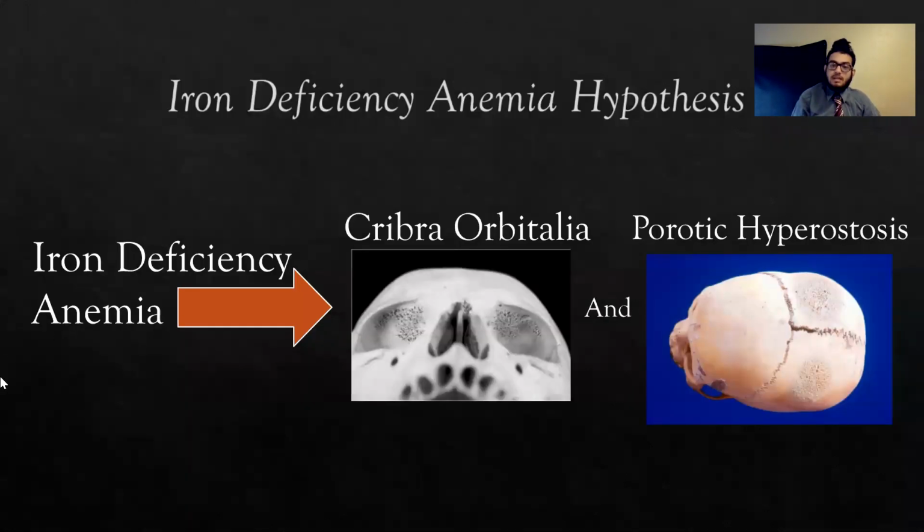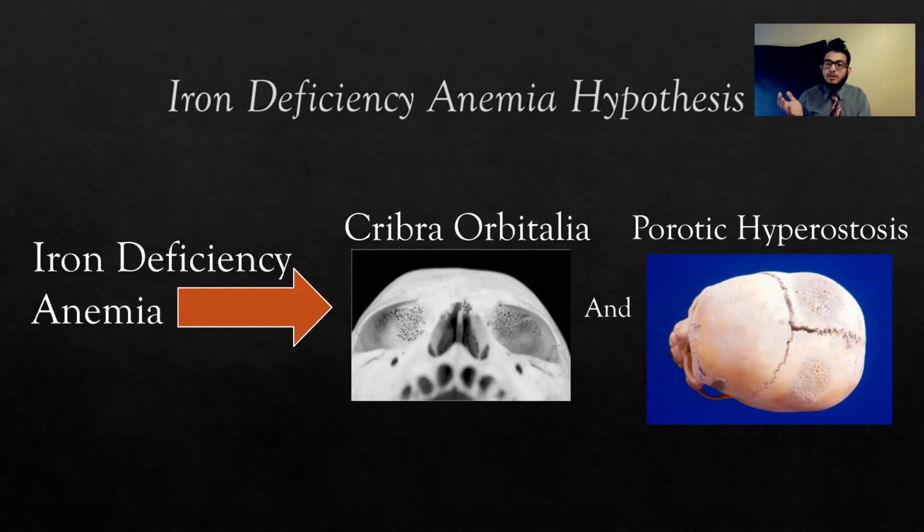Next, the iron deficiency anemia hypothesis. The iron deficiency anemia hypothesis is pretty much a way that puts together these topics that I just explained to you. And this hypothesis states that iron deficiency anemia directly causes Cribra Orbitalia and Porotic hyperostosis. Because you might be asking yourself, how can this hypothesis state that we go from a disease such as iron deficiency anemia to a condition such as Cribra Orbitalia and Porotic hyperostosis? Well, the hypothesis goes a little something like this.